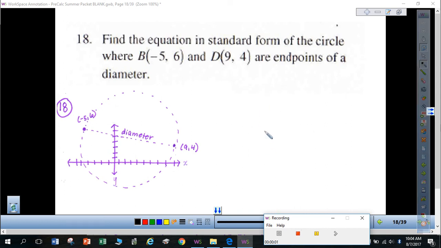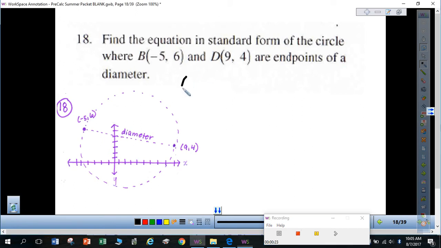Find the equation in standard form of the circle where the points B, negative 5, 6, and D, 9, 4, are endpoints of a diameter. So here I've drawn a visual of what that statement is saying, and we're wanting to find the equation in standard form of our circle.